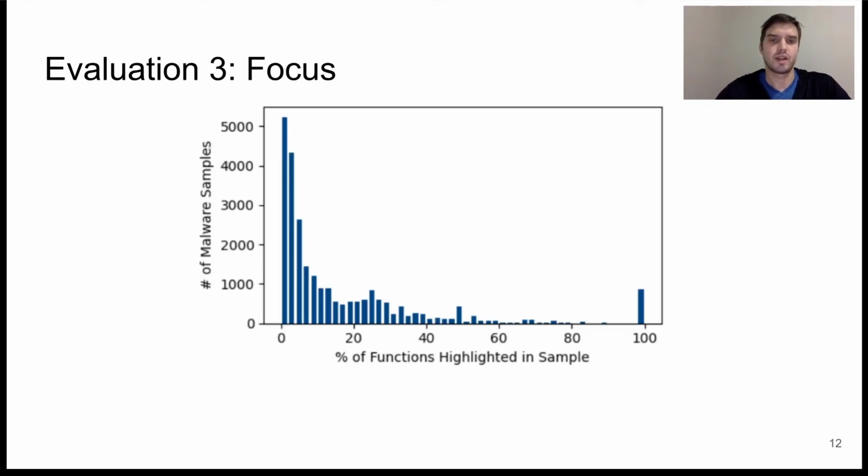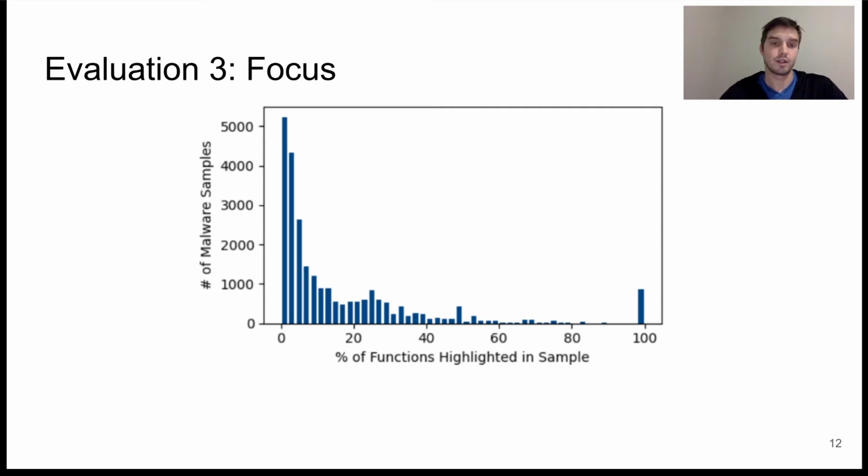Next, we wanted to see how much of the malware's functions were identified by DeepReflect using the same threshold of 5% false positive rate. Here, we graph the percentage of functions highlighted in each binary. For most samples, it reduces the search space for functions by 90%. Depending on the complexity of those functions, this can reduce the analyst's effort significantly.